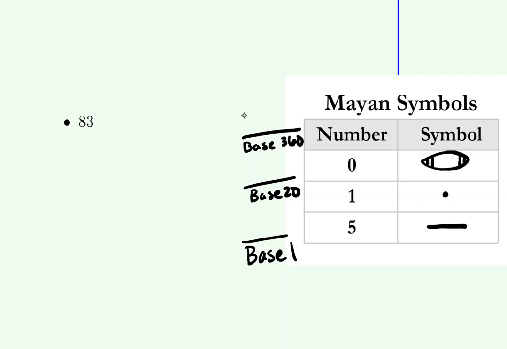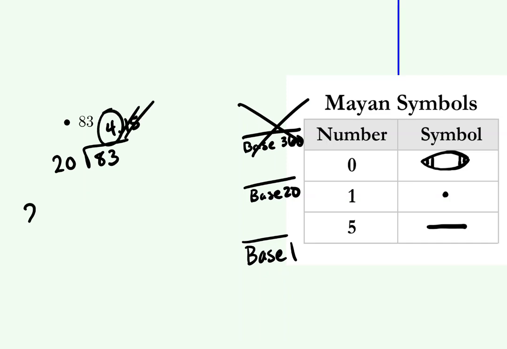83. 360 is too large, but 20 would divide 83. So it would take 83 divided by 20, and that would be 4.15. Again, the decimal doesn't matter. It just matters that 20 goes into 83 4 times evenly. That will give us 80. So we know we're going to represent 4 in the Mayan symbols later for the base 20 position.